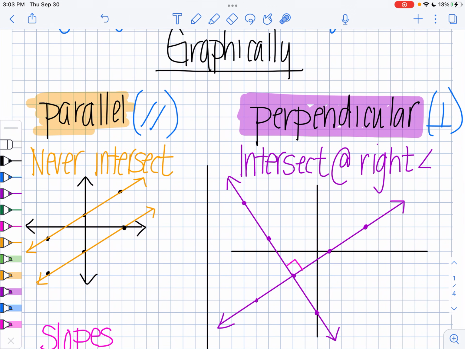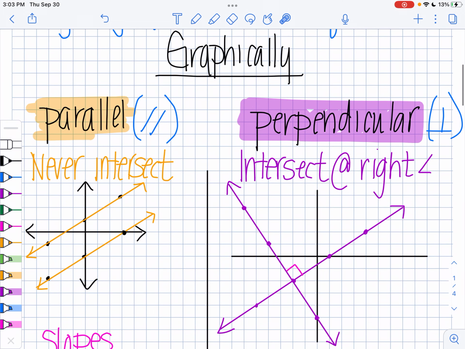So graphically, if I'm looking at parallel lines, they're denoted, which means they're written, like these two lines next to each other sideways. So instead of writing out the word parallel, you can just write it like this. And parallel lines are lines that never intersect. They can go on and on and on forever. They're in the same plane, but they never, ever intersect.